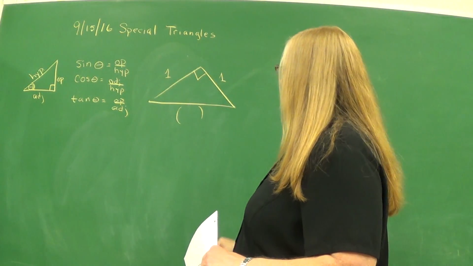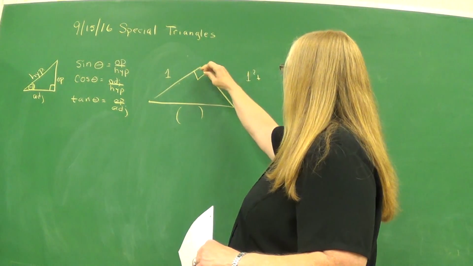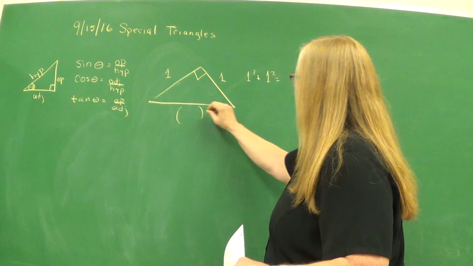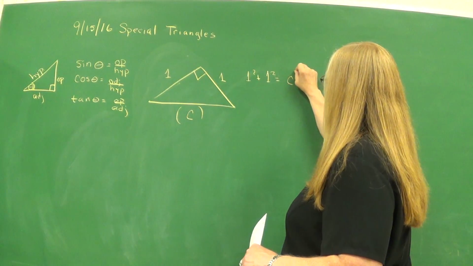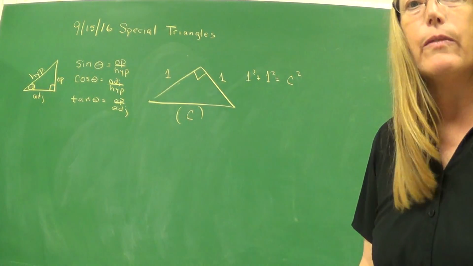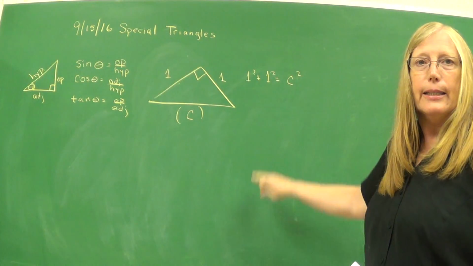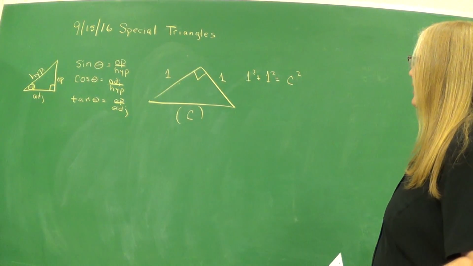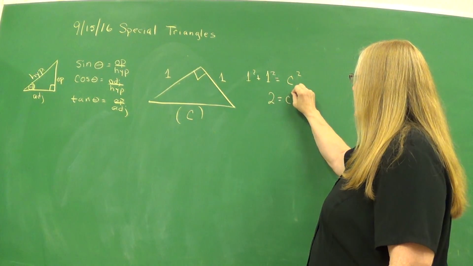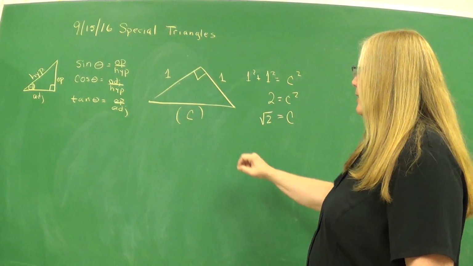So I need to use a squared plus b squared equals c squared. So this is the part I'm looking for, the third side. So solving that for c, I get 1 plus 1 is 2 equals c squared, and take the square root of both sides. So I get this.